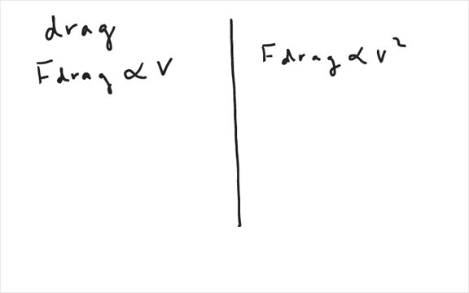Now, what does that mean? Let's take a look at the relationship on the left. This is a direct relationship. The faster you go, the greater your drag force will be. However, this is a linear relationship, which means if you go twice as fast, you're going to end up having twice the force from the air resistance.